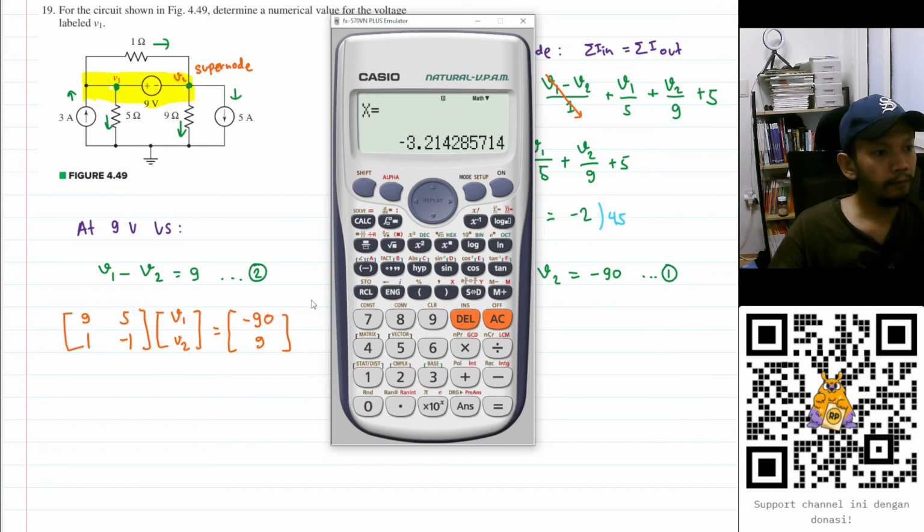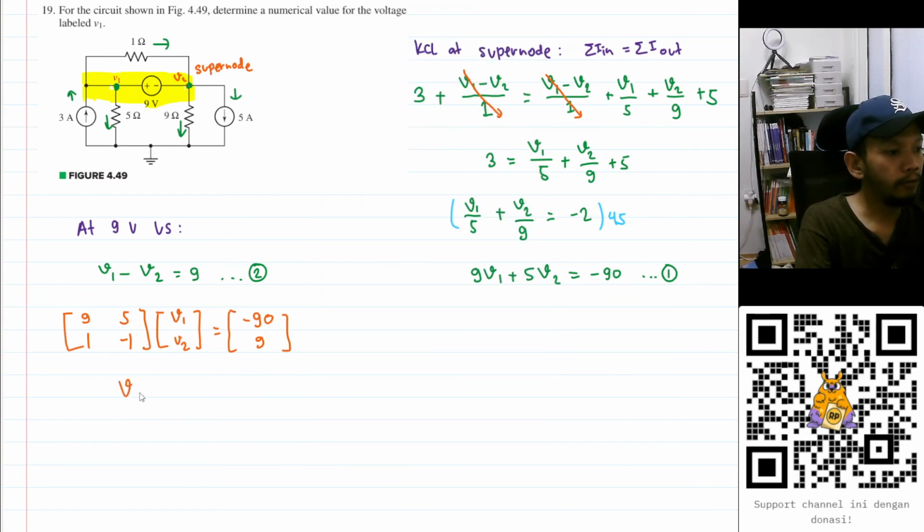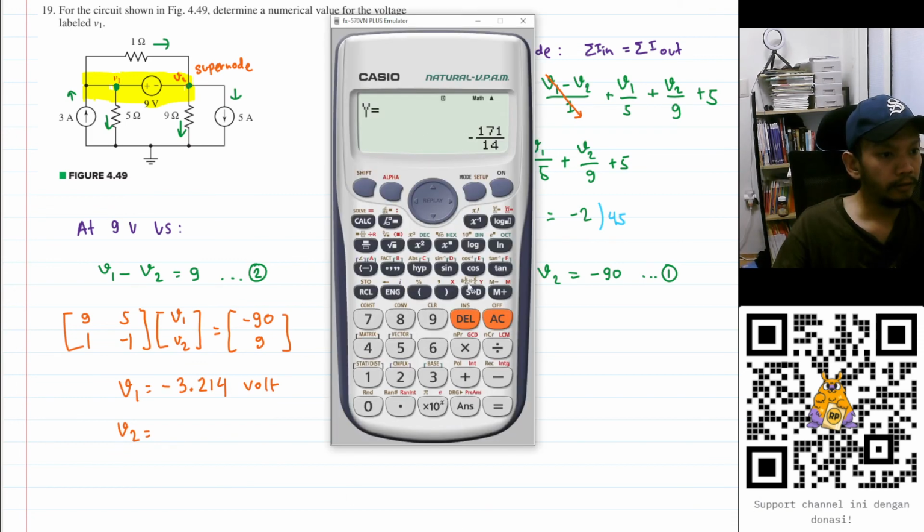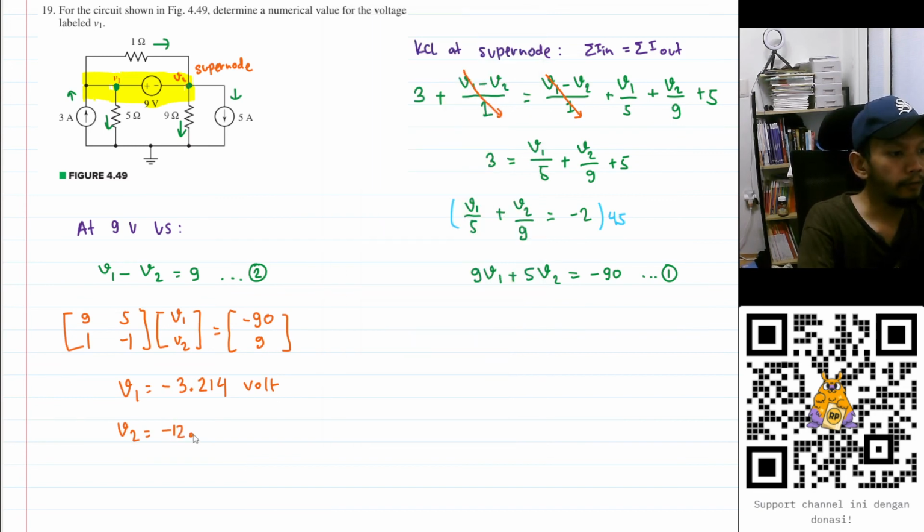Okay, I will have V1 be minus 3.214. V1 will be minus 3.214, and the unit will be volt. And V2, what is V2? V2 will be minus 12.214.